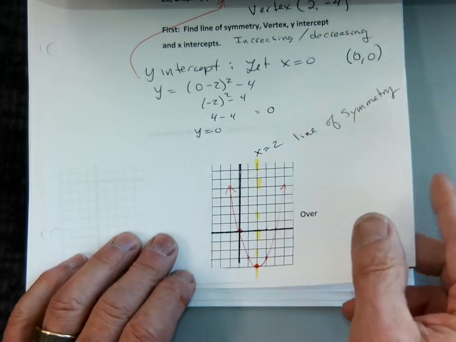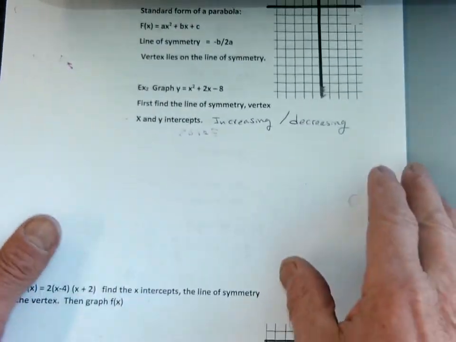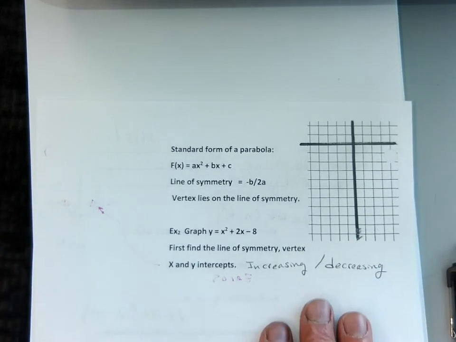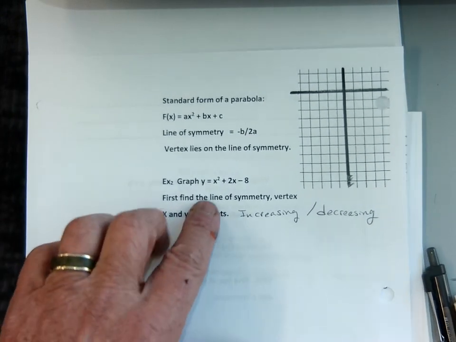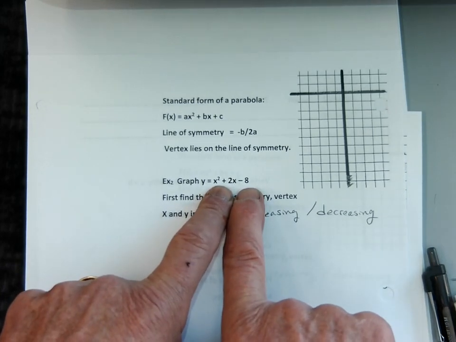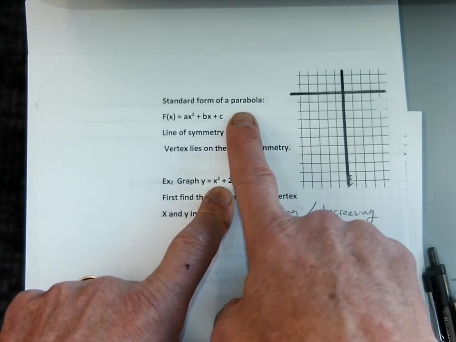Okay, now turn the page. Now sometimes they're not in vertex form. Here, I'm going to use this one. Sometimes they're not in vertex form. If they're not, then we're going to use this formula here.